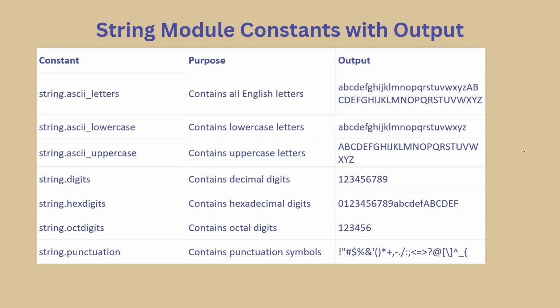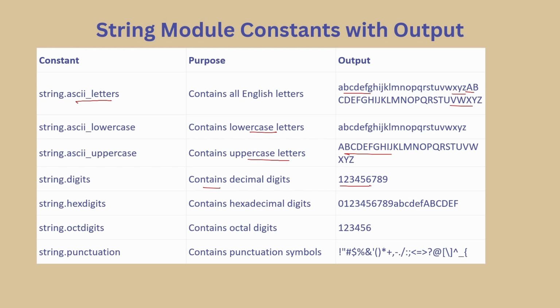Okay. So these are the string module constants with output. These are functions like string.ascii_letters. It contains all English letters. See, here we have ABCD till Z in small letters and ABCD till Z in caps. Okay, so all the English letters. Then ascii_lowercase contains lowercase letters. Then ascii_uppercase contains uppercase letters. See here, all are in uppercase. Then string.digits contains decimal digits. Okay, so these are the digits.